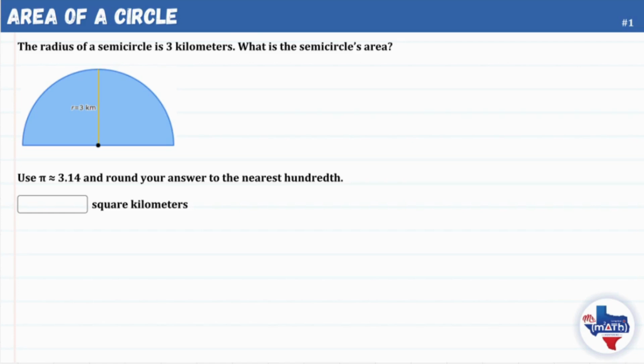Let's take a look at the problem and see which one we have today. The radius of a semicircle is 3 kilometers. What is the semicircle's area? Okay, so our task is to calculate the area of the semicircle.